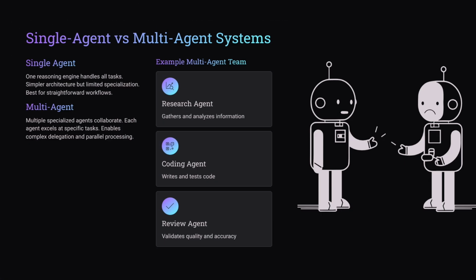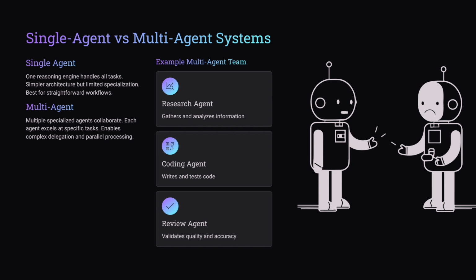A single agent is where one reasoning engine handles everything. This is simple but has limited specialization. Whereas in a multi-agent system, multiple specialized agents collaborate. Example roles: 1. Research agent, 2. Coding agent, 3. Review agent. Specialization improves scalability.